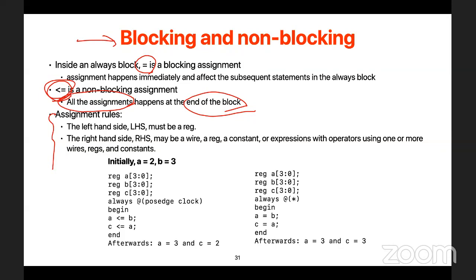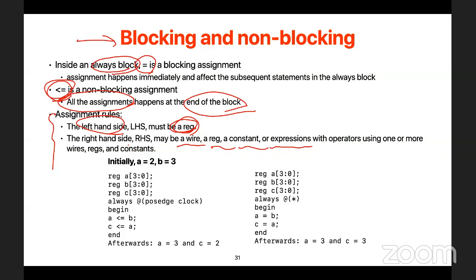For the left-hand side, if it's within an always block, it must be a reg. For the right-hand side, it could be a wire, a reg, a constant, an expression, or whatever. However, the left-hand side must be a reg. Okay, so let's see. What's the difference between a blocking and non-blocking assignment?